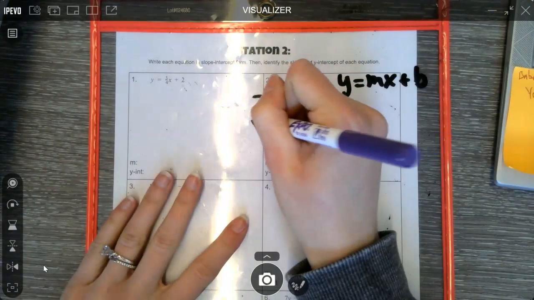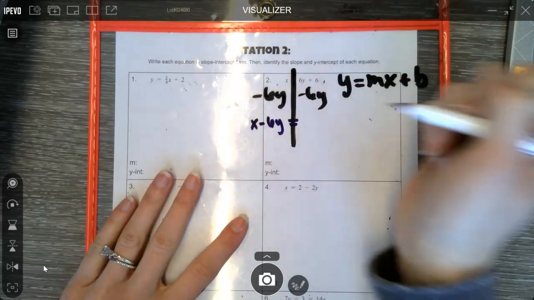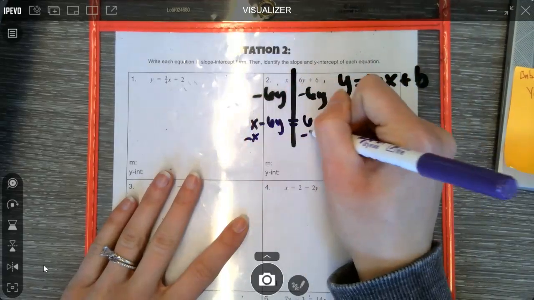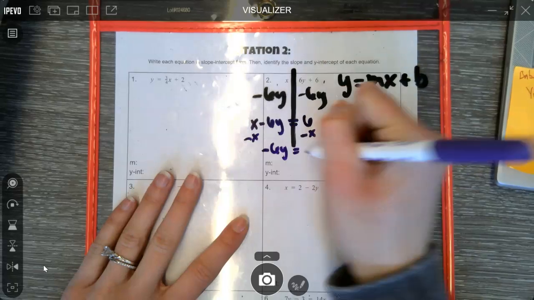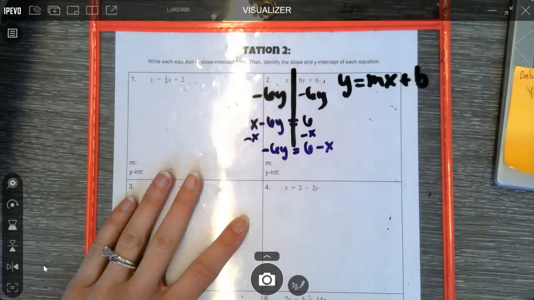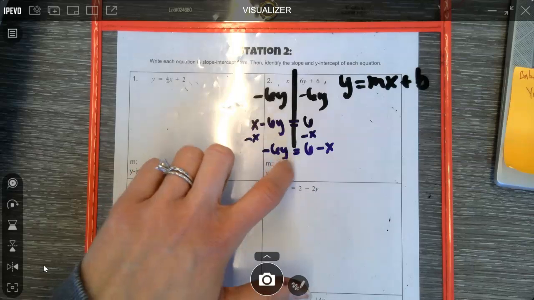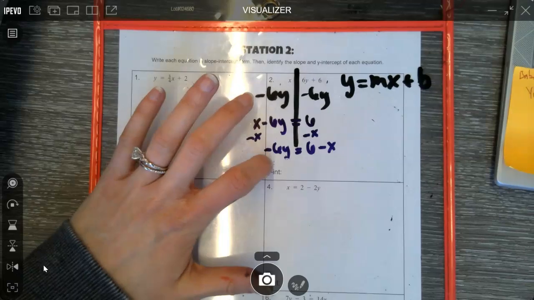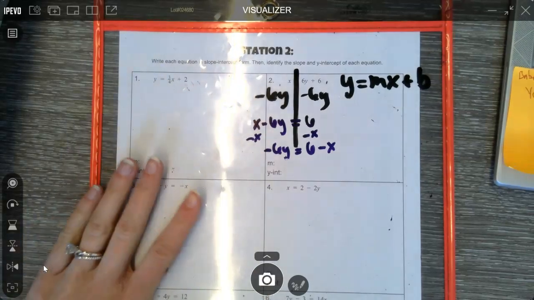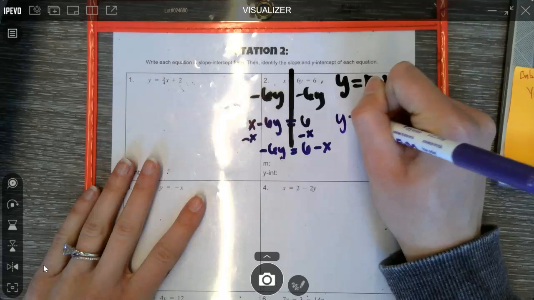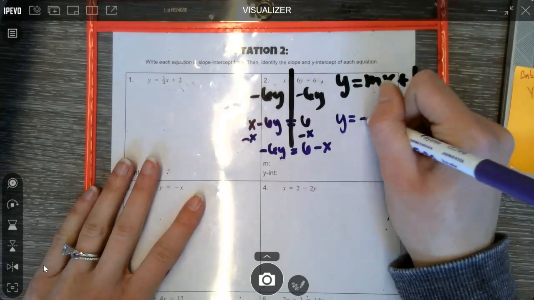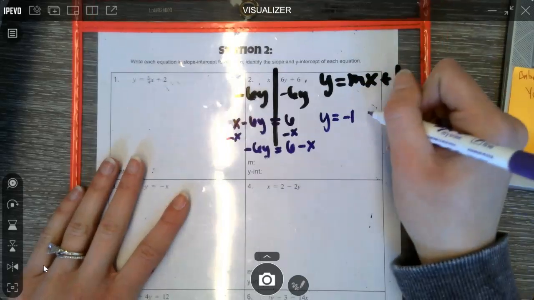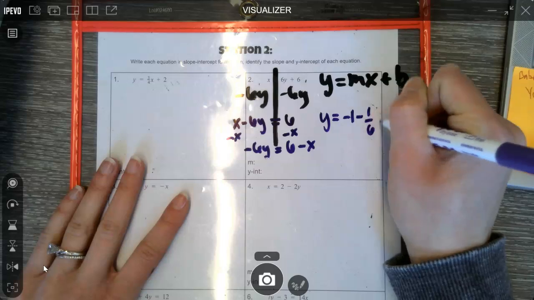So now I have x minus 6y equals 6. Now I got to move the x. Minus x, minus x. So negative 6y equals 6 minus x. Well, now I want just one y to make it look like this. So I have to divide both sides by negative 6. You need that negative to go away too. So if I divide by negative 6, I get y equals 6 divided by negative 6 is negative 1. Negative 1x, remember there's a number in front of there, divided by 6 is going to be minus 1/6 x.